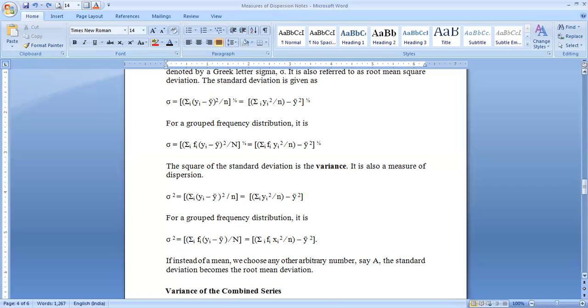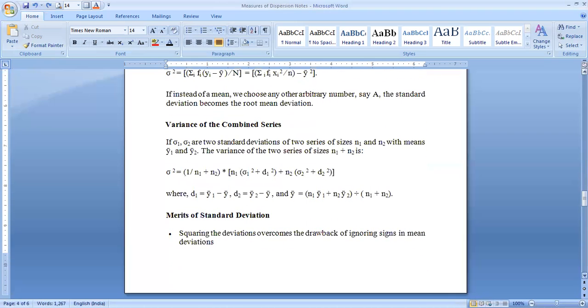So in this way, if you calculate sigma, that means standard deviation. Variance is just given by the square of the standard deviation, and we have seen these formulas. We can use these formulas to calculate values for the data set. If instead of a mean we choose any other arbitrary number, say a, the standard deviation becomes the root mean deviation. Means if we replace y bar by the other average value a, then it is called the root mean deviation.